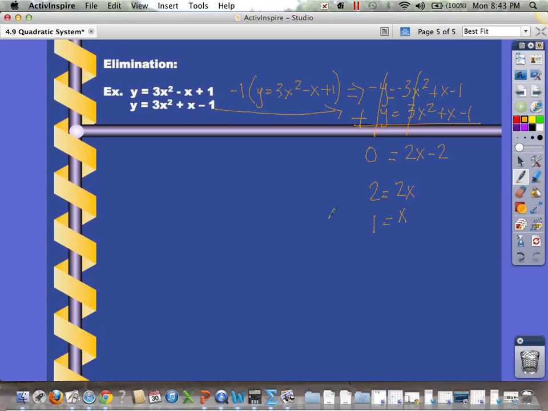Again, you have your x, now you have to plug it in to get your y value. So I'm going to plug it into the bottom one. Alright, so that's going to be 3 times 1 squared plus 1 minus 1. Right? So 3 times 1 squared, which is 1. 3 times 1 is 3. Plus 1 minus 1. So that's going to be y is 3. Okay, so my ordered pair would then be 1, 3.